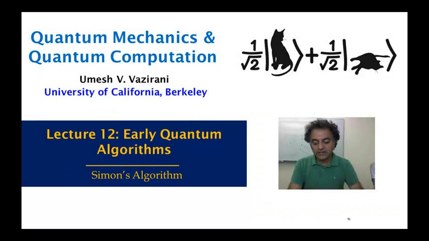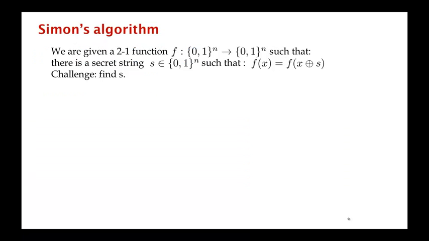Okay, so in this video I'm going to describe Simon's algorithm, which includes a new way of setting up a quantum state, which we are going to perform Fourier sampling on, in such a way that it gives us an exponential speed up over any classical algorithm. So here's the problem that we are going to be solving.